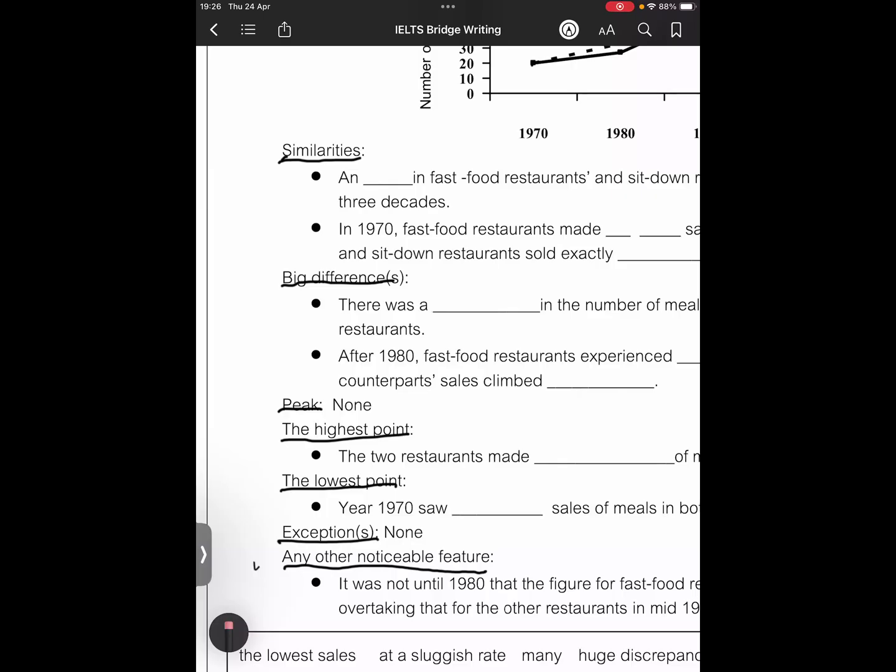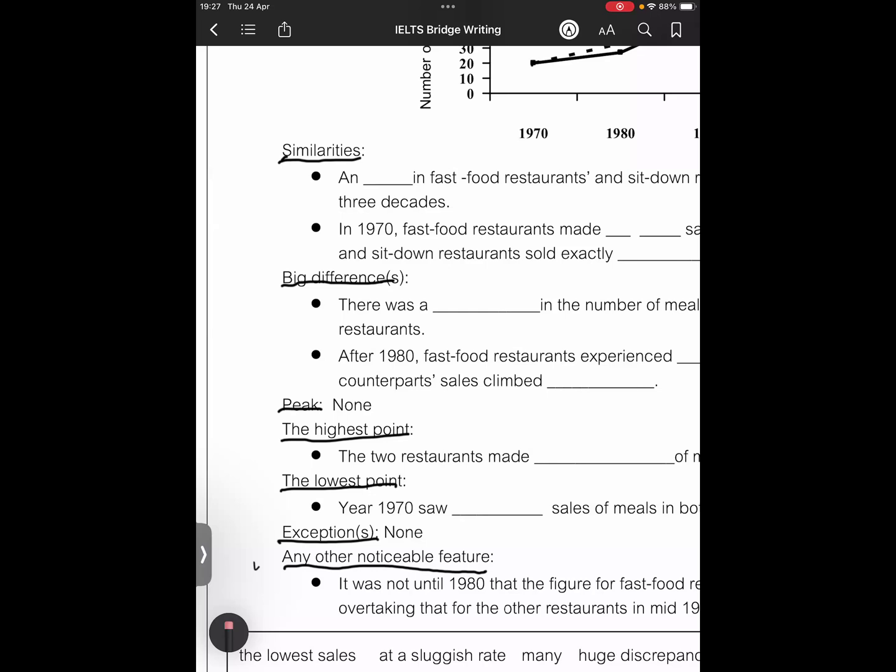Now, what about the lowest point? The lowest point is just the opposite. So we look at a particular time, right? And then we compare all the variables to see which has the lowest value. That's it.